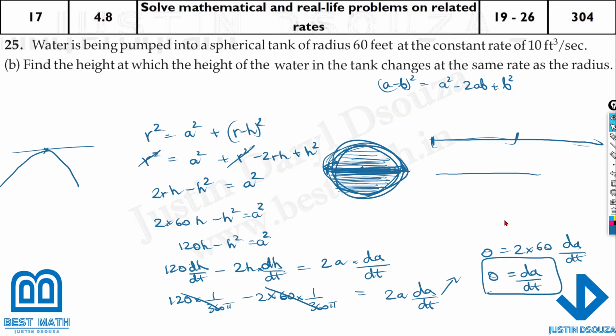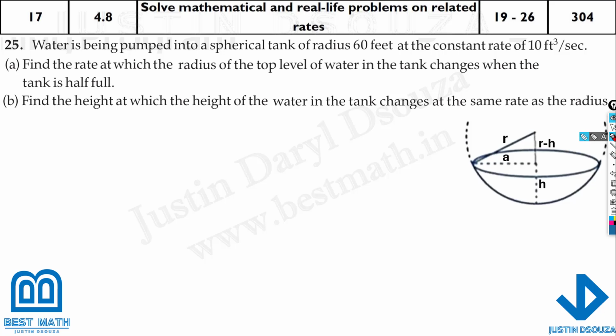It's 0 itself. Now they have one more part, that's part B. Find the height at which the height of the water in the tank changes at the same rate as the radius. So what they're asking is, the rate of change of the height with respect to time must be equal to the rate of change of the radius, that is dA by dt. When I was trying to solve this by myself, I used Pythagoras theorem and it didn't work. But when I take the height, it'll work. So let me show you how to solve this.